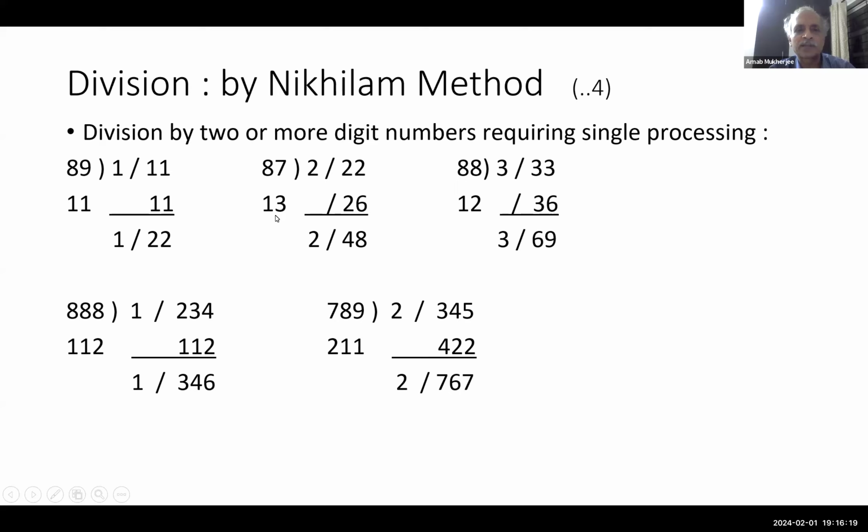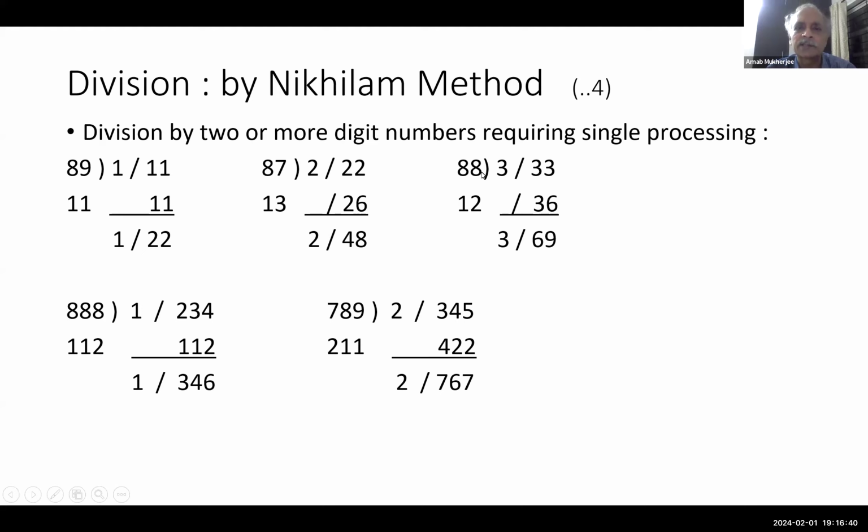87. It is 13 deficient from 100. We write 13 here. We work with 13. 13 into 2 is 26. 26 plus 22 is 48. 48 becomes my remainder, and 2 becomes my quotient.